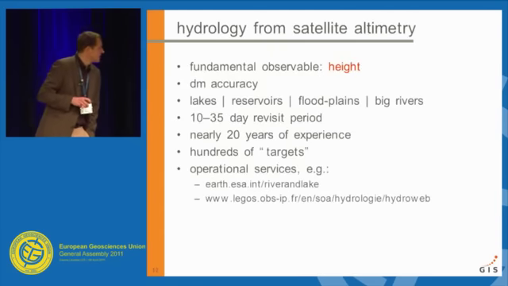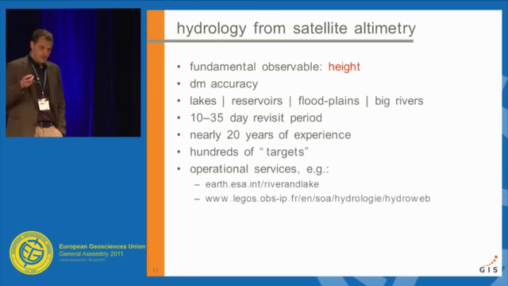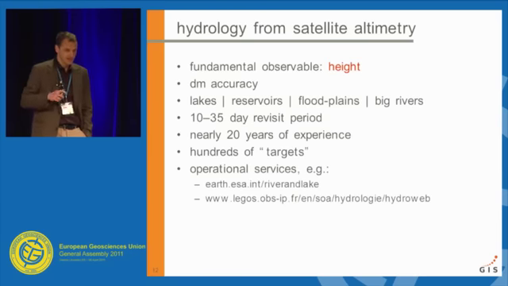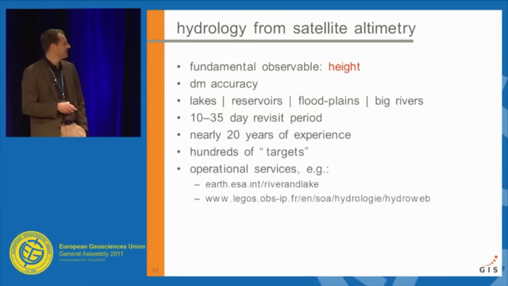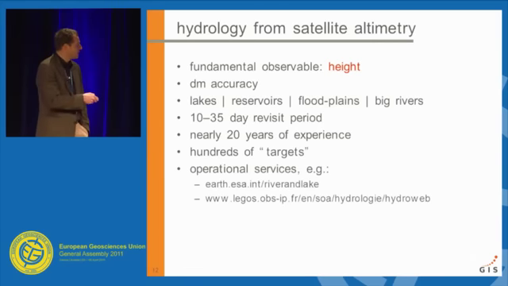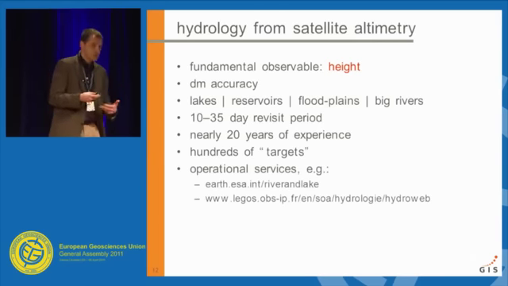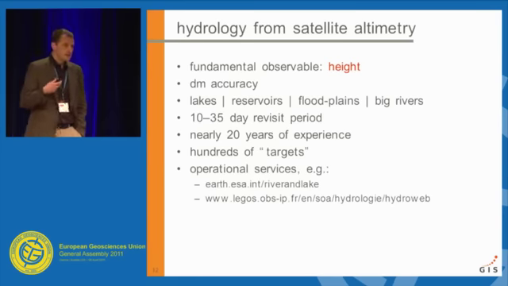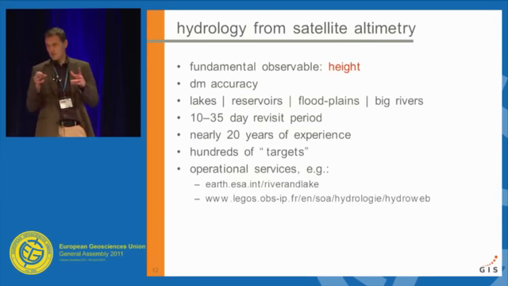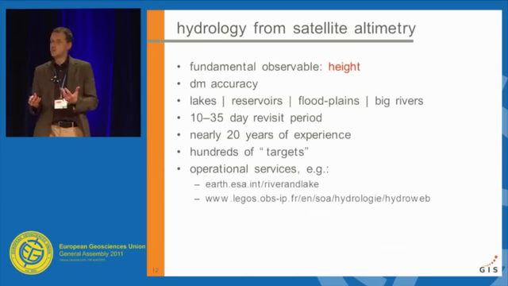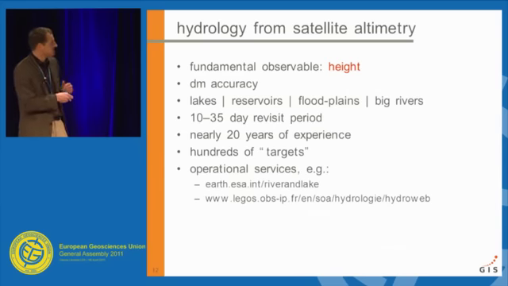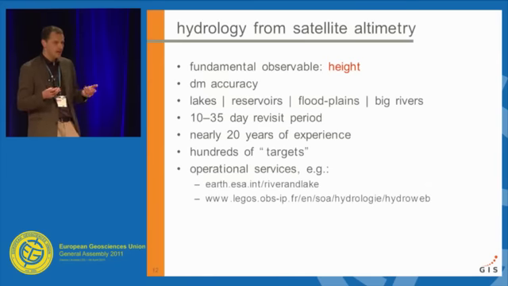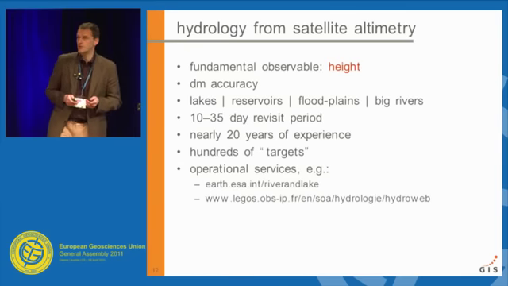So the fundamental observable there is really height, the elevation. As I say, decimeter accuracy, but not the lower decimeter, rather the higher decimeter level. You can determine lakes, reservoirs, floodplains, and big rivers. The revisit period, well, all these satellite altimeters have their own pattern, but typically it's in this range, 10, 35-day revisit periods. A lot of experience has been accumulating, 20 years of experience by now. In the databases of such time series that I showed, there are hundreds of targets, and with targets I mean hydrological objects like these, and this has become more or less operational. You can download this from websites.